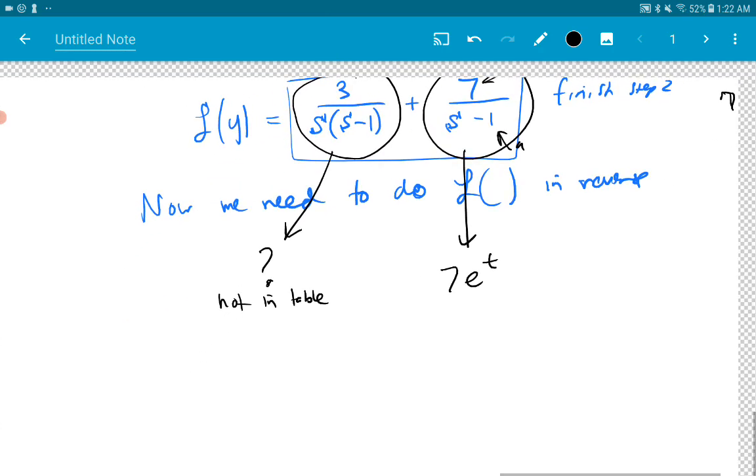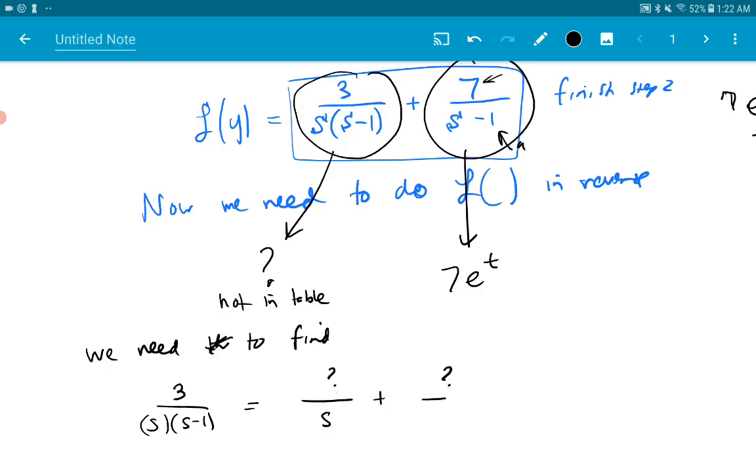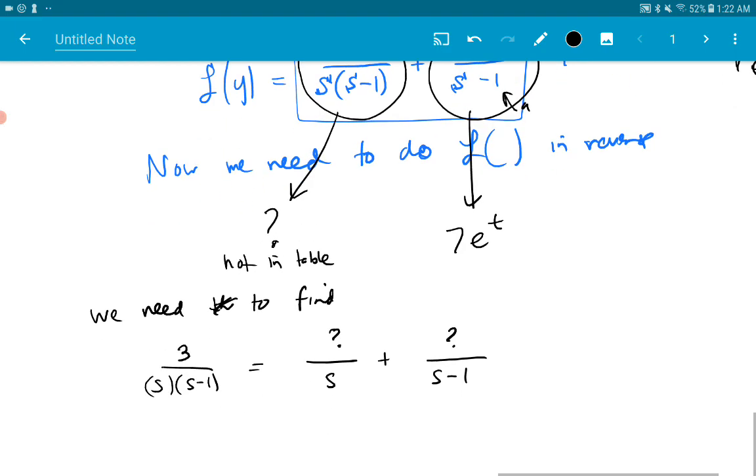It'll be easier if we split this up. We need to do the following decomposition. We need to find a way to write 3 over s times s minus 1 as something over s plus something over s minus 1. How do I know I can do that? Well, suppose you were adding these two fractions together. How would you do it? You'd find a common denominator. The common denominator would be s times s minus 1, and then you would add them together. So we're basically doing common denominators in reverse.